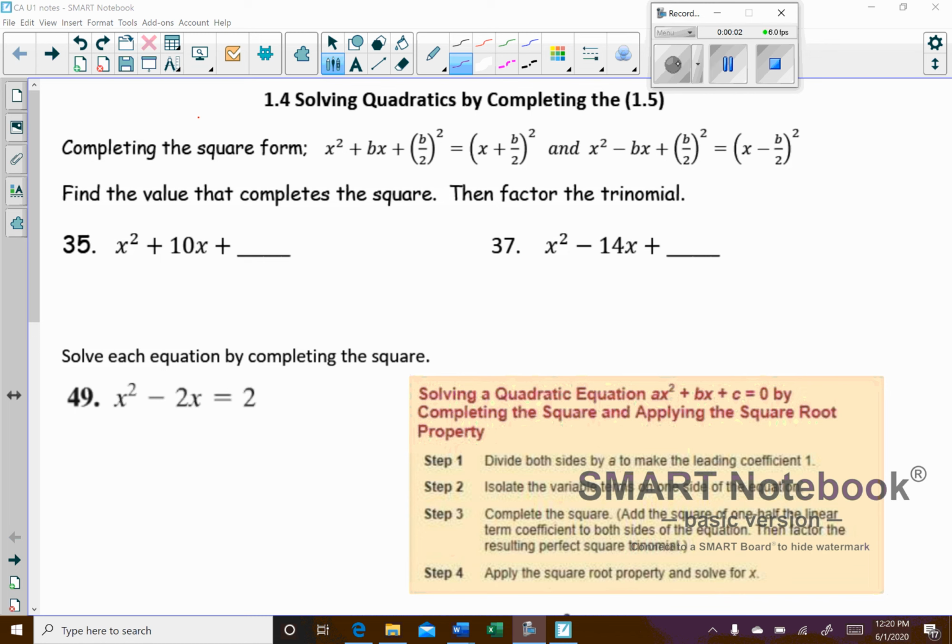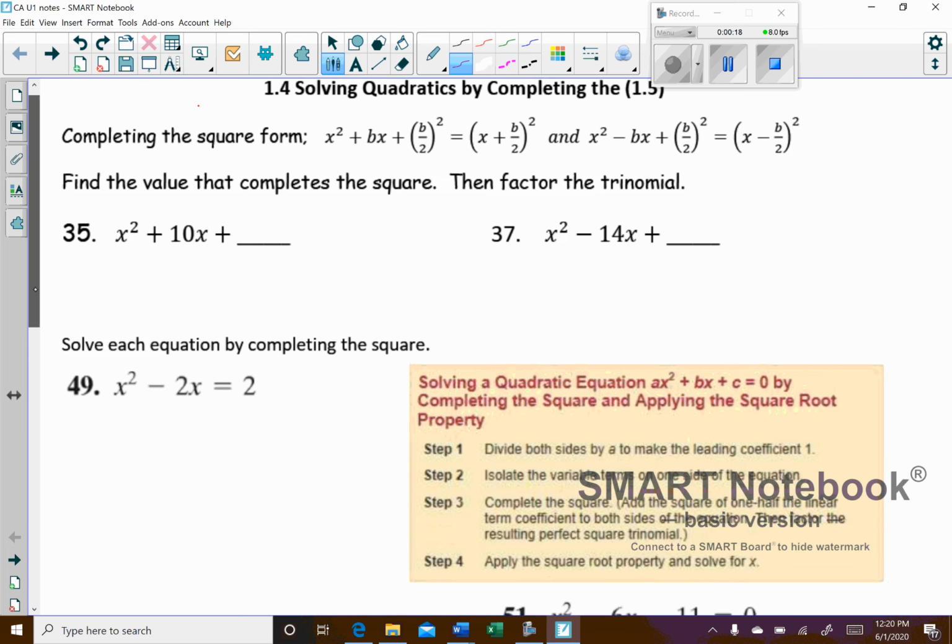Okay, so now we're going to solve quadratics by completing the square. The previous section will be used heavily here, where we were solving using the square root property. I'm going to go over this in just a second, but I want to scroll down and look at this real quick.